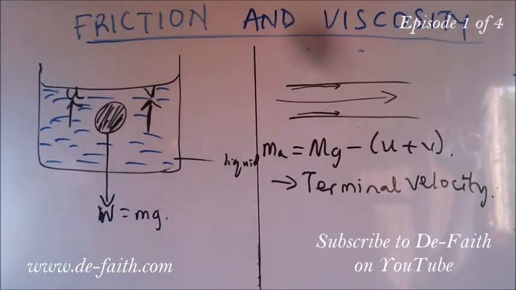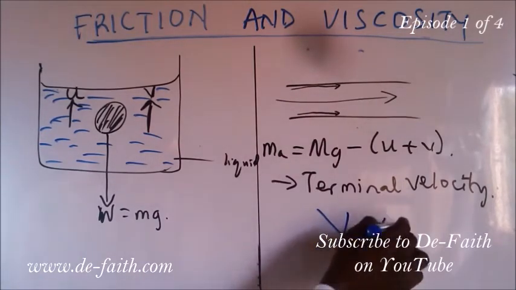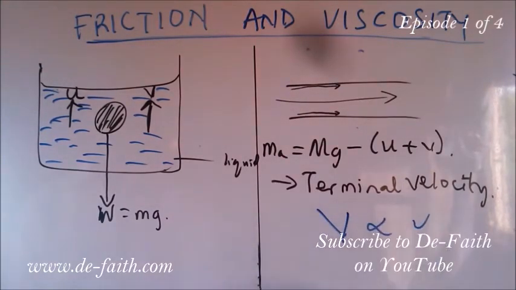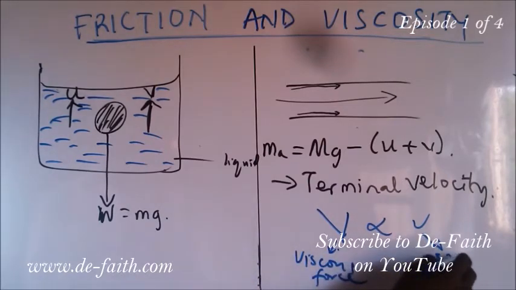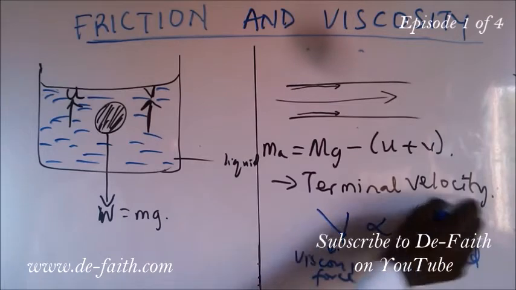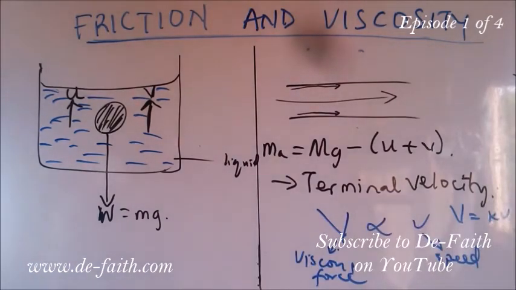is no longer accelerating. And so we'll have it that V is proportional to the speed. Where this V represents the viscous force, and then we have this small v as the speed. So we have it that V is equal to K small v, where this K is a constant.